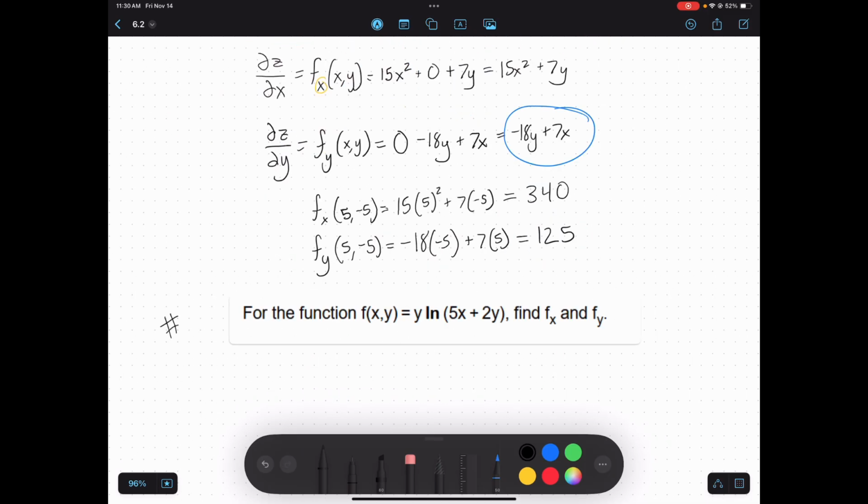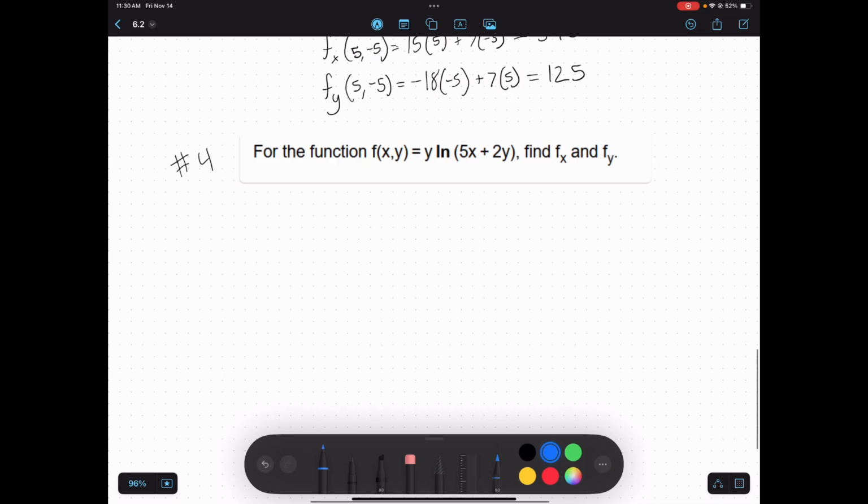Okay, the next one I wanted to go through is number 4 from your homework. And I wanted to do this one because this one's pretty tricky. All this one is asking for is the partial in terms of x and the partial derivative in terms of y.